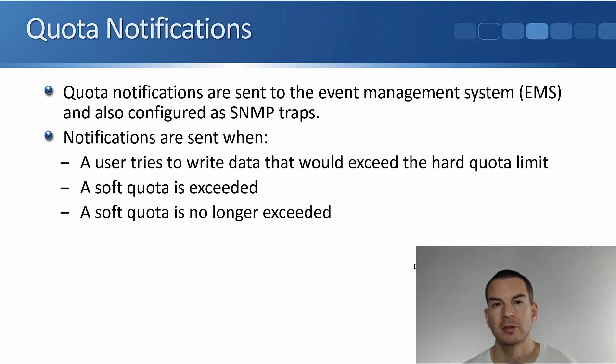Quota notifications are used to give you, the storage administrator, a warning when we've reached a capacity threshold. They're sent to the event management system, so they'll show up in the logs. They're also configured as SNMP traps. They're sent when a user tries to write data that would exceed the hard quota limit, or when a soft quota is exceeded, or when a soft quota is no longer exceeded when we've come back within that limit again.